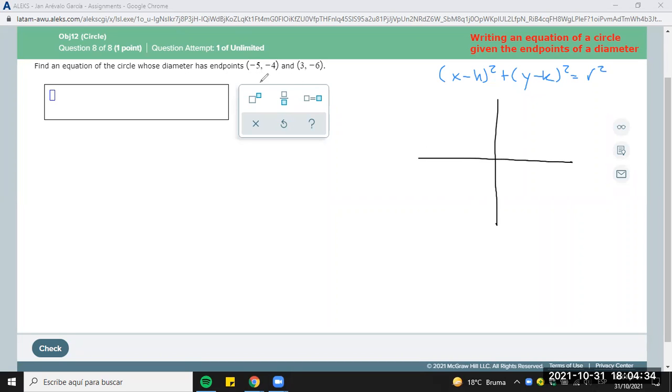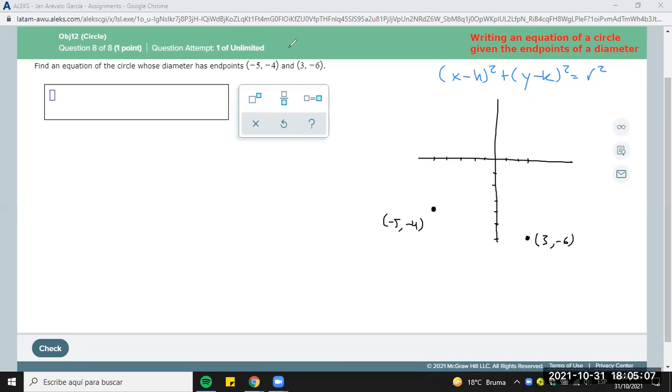That means that the circle, the circumference, passes by minus 5, comma minus 4. 1, 2, 3, 4, 5. 1, 2, 3, 4. So it passes through this point. I'm going to write the coordinates in here. And it passes through this other point, 3, comma minus 6. 1, 2, 3. We already have 4 in here. 5, 6. Okay, this is the other point where the circle passes by.